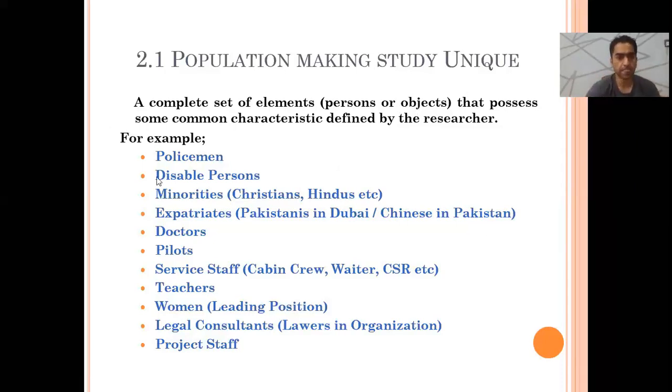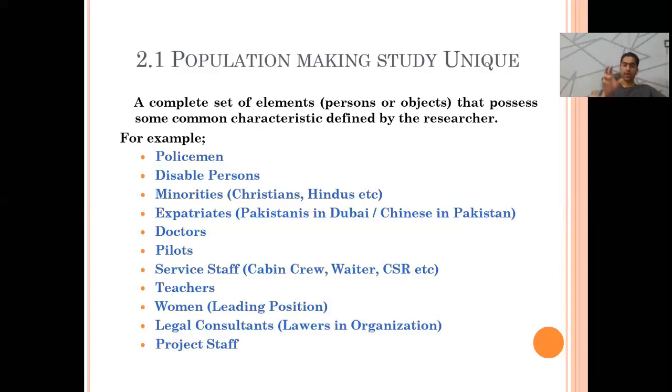But students, it's about the population you need to study. Here we got the population, like you can conduct research on the policemen, disabled persons, minorities. In Pakistan, Christians and Hindus. In India, we have the Muslims as a minority. Expatriates, Pakistanis in Dubai or Chinese in Pakistan, then the doctors, the pilots, service staff, teachers, women, legal consultants, and project staff. My question is, if you have to conduct a research on any of these population, what can be the topic of your study?